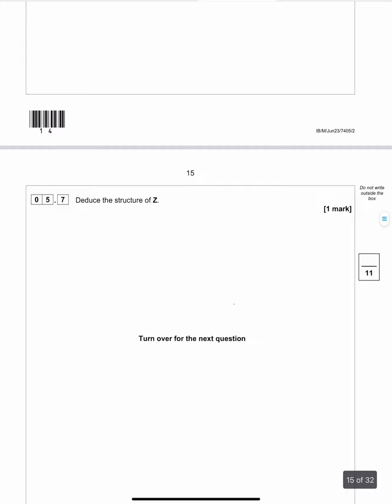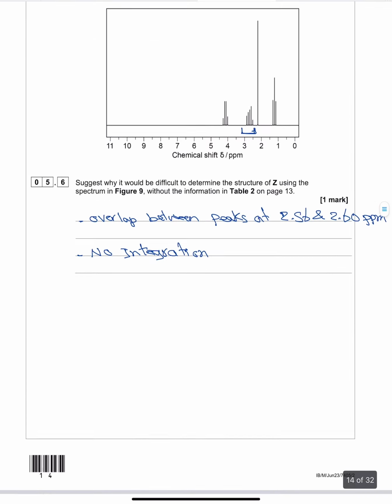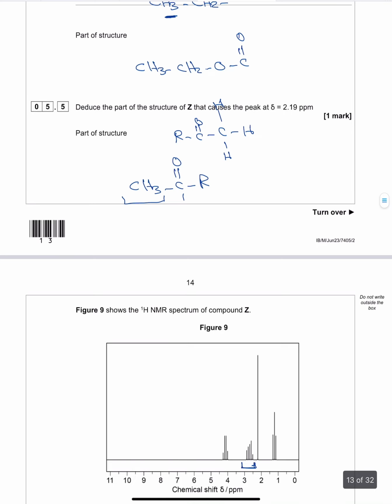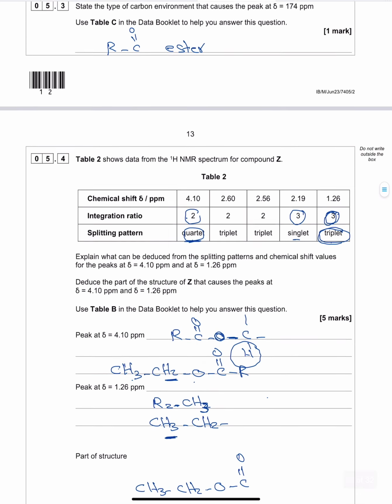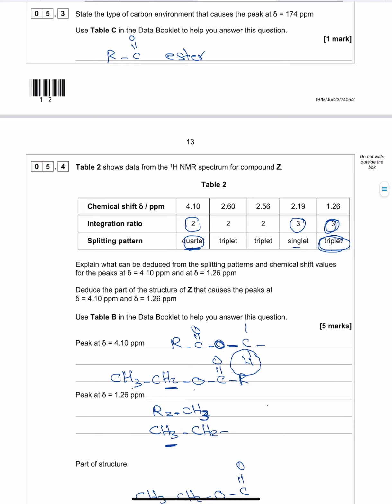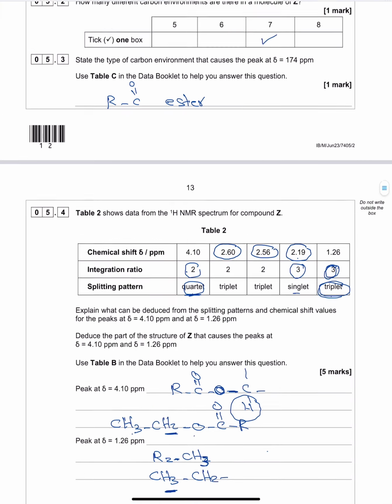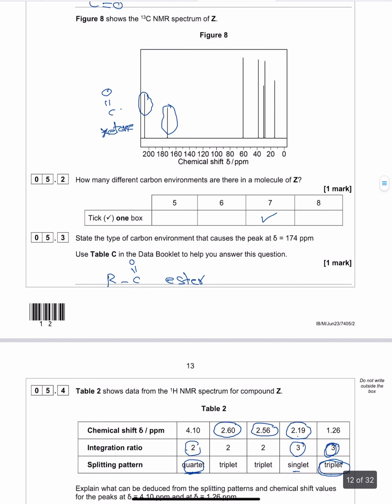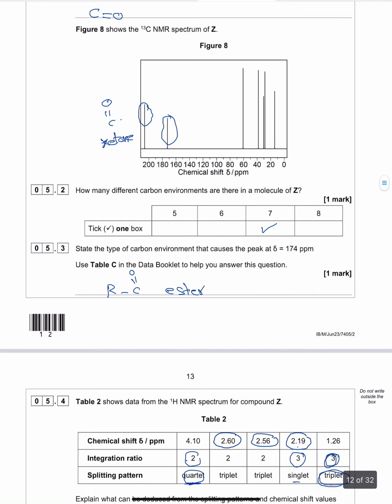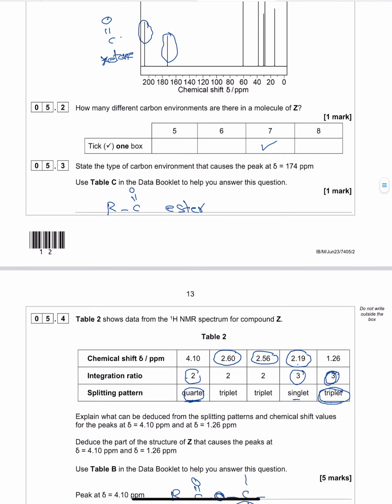Finally, they ask you to deduce the structure of this compound. To deduce the structure, we know part of the structure, but we need now to look closely at the different signals from the proton NMR. So now you have three signals in the region between 2.19 and 2.6. So these are three signals. All of these will come from protons on carbons which are next to carbonyl groups. And we know as well that there are two carbonyl groups here, one of them coming from a ketone, one of them coming from an ester.